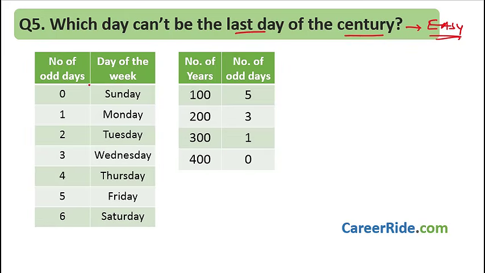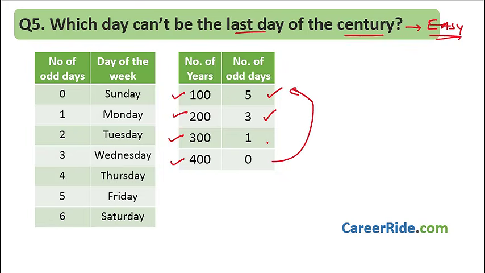Okay, let's see this question. When we say century, it means we are talking about 100 years, 200 years, 300 years or 400 years. Why only till 400? Because we know that after this the calendar repeats, right? So that is why we are considering only these 4 century years. Now see, how many odd days are there in 100 years? We have already seen this in our basics. There are 5 odd days here.